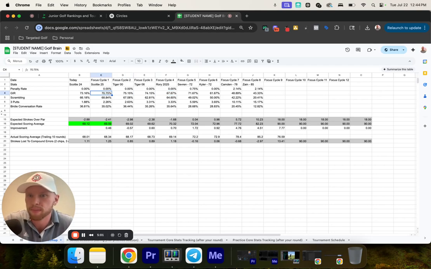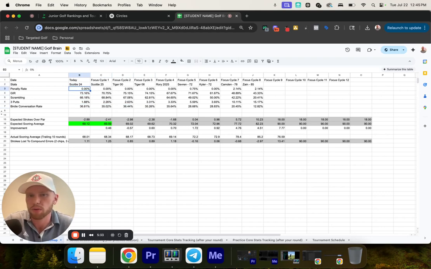5 data sets. Scrambling. For a tour player, we see an upper limit of somewhere around 65, maybe 70% is about what we're getting to. 3-putt rate, Scotty, excellent in this. Tiger's pretty good. Rory's, again, not the best on this, but he's being compared to all-time stuff. Then we have birdie conversion rate. Upper limit around here is probably 36, 37%.